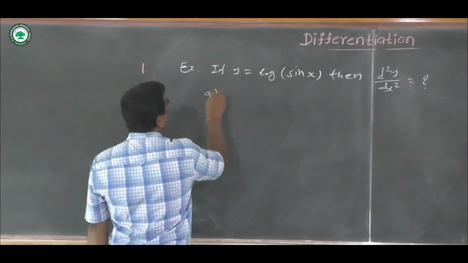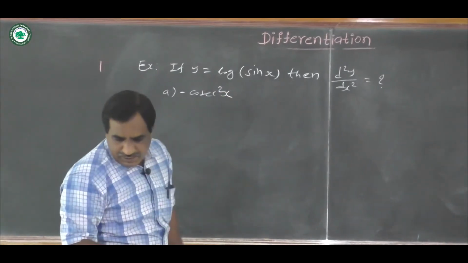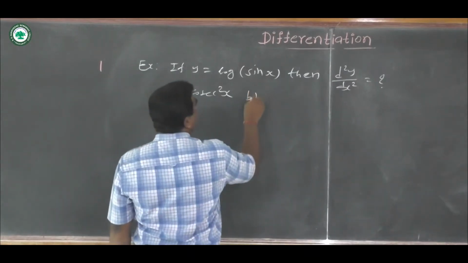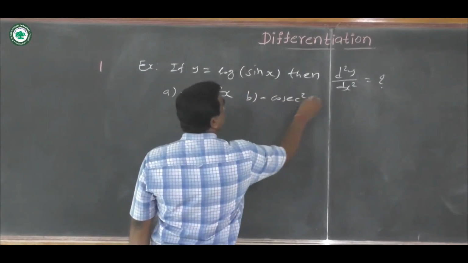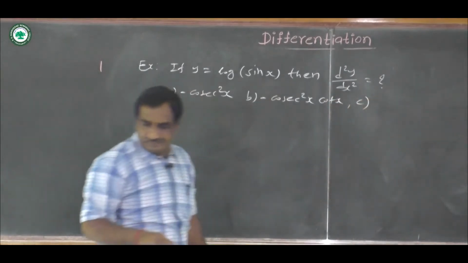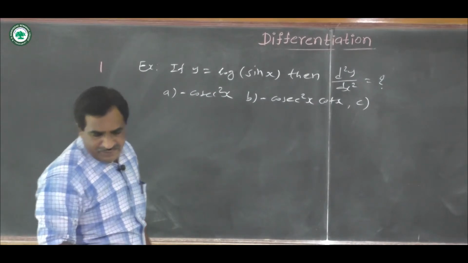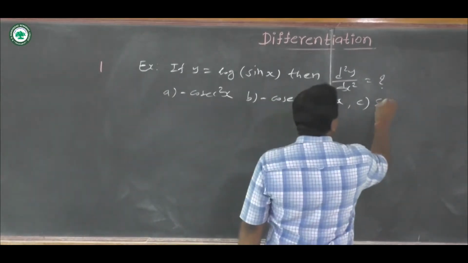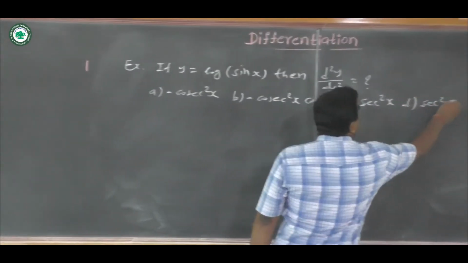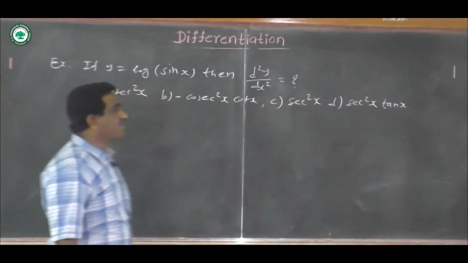First option, minus cosec square x. Second option is minus cosec square x into cot x. Option C, sec square x, and option D is sec square x into tan x. Okay, this is a very simple example.